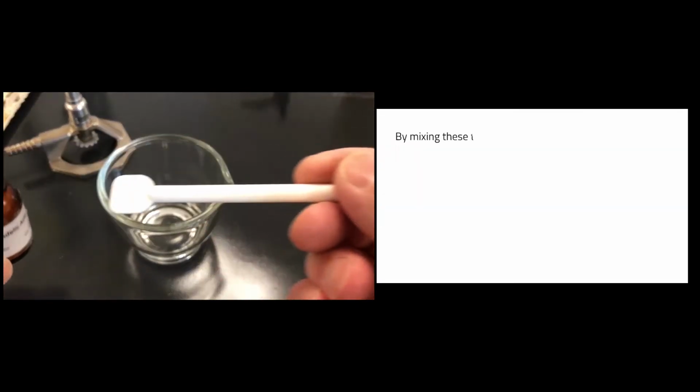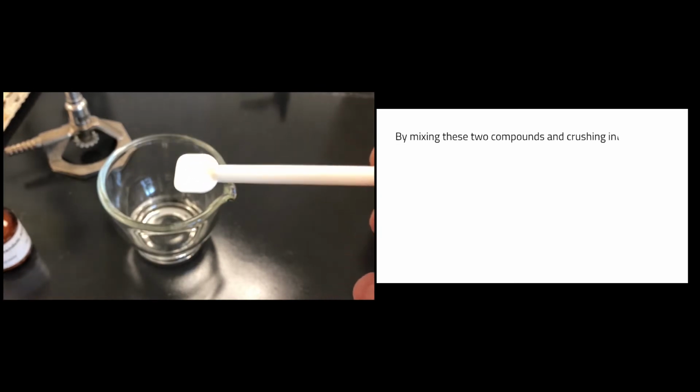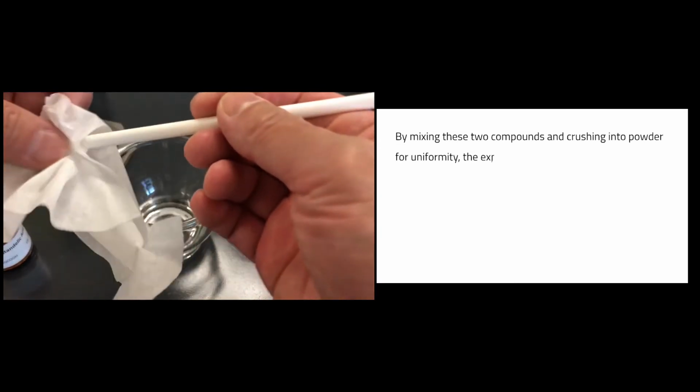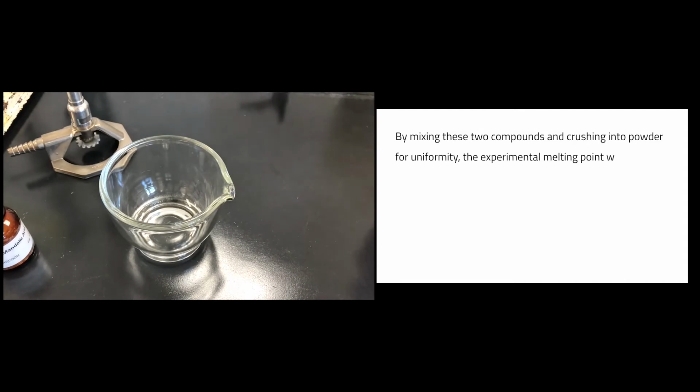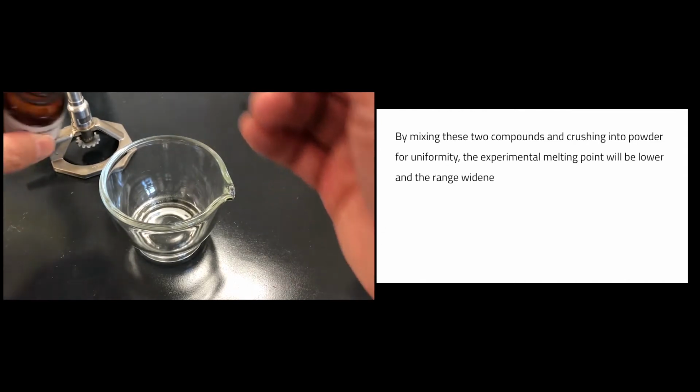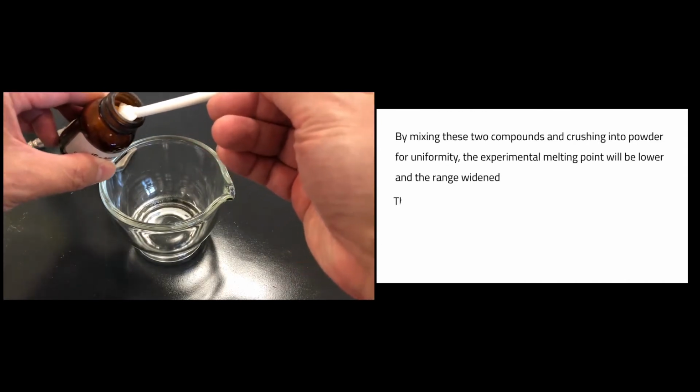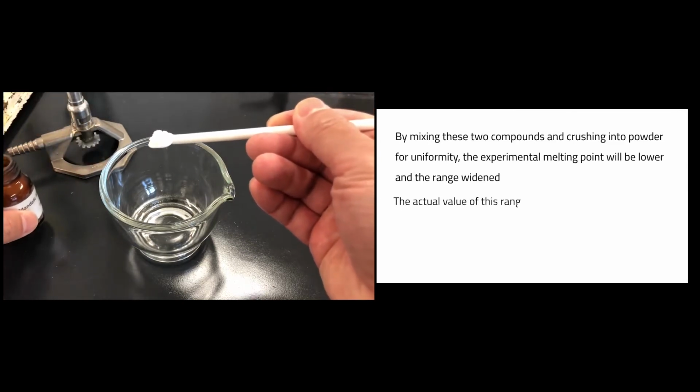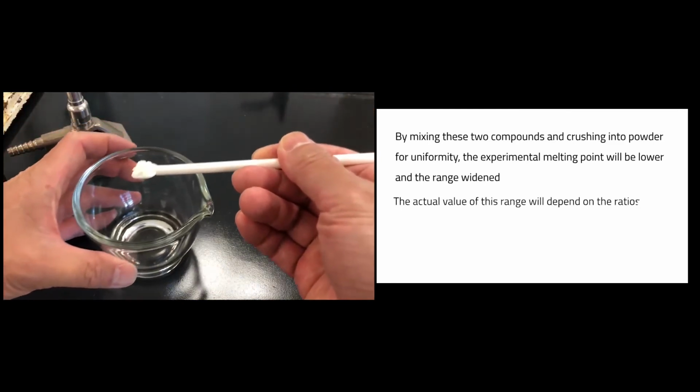By mixing these two compounds and crushing into a powder for uniformity, the experimental melting point will be lower and the range widened. The actual value of the range will depend on the ratios of the two compounds mixed.